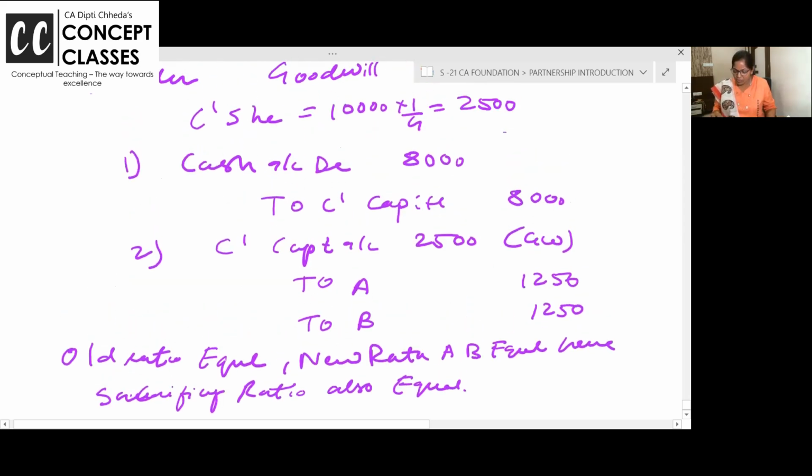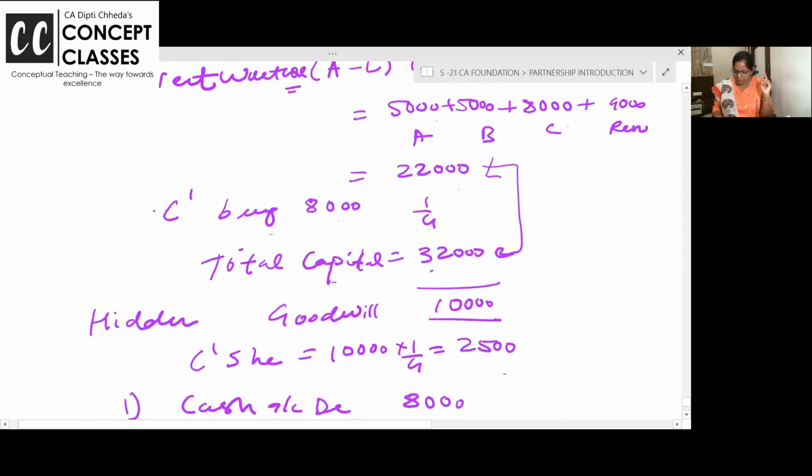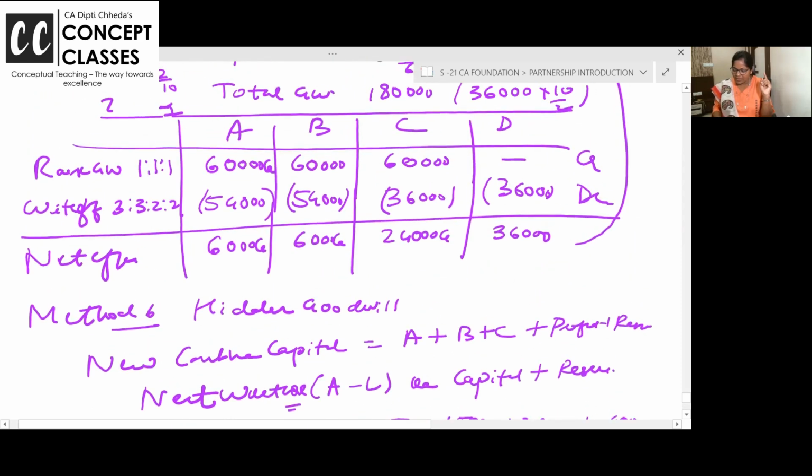Did you all follow all the methods of passing the journal entries? 6 ways are there to record goodwill. Any doubt, please put me a message if you have any doubt. And if all clear, also put me a message.